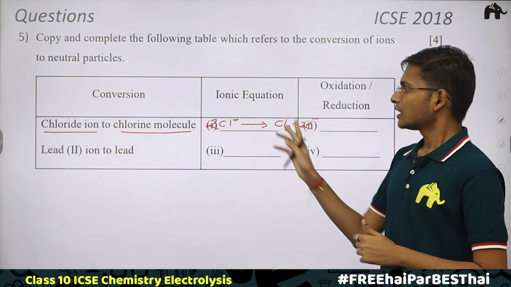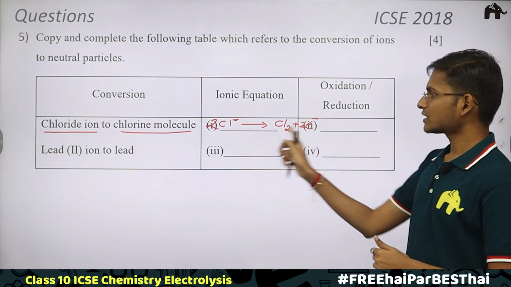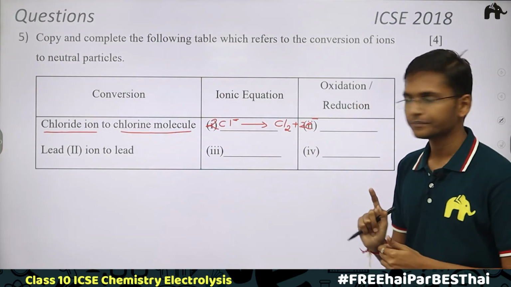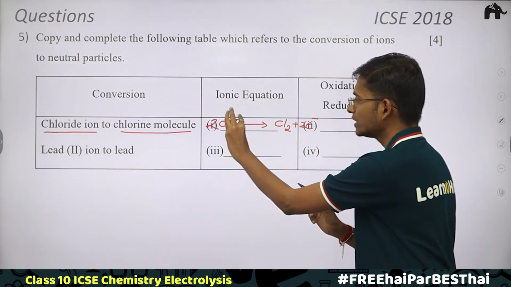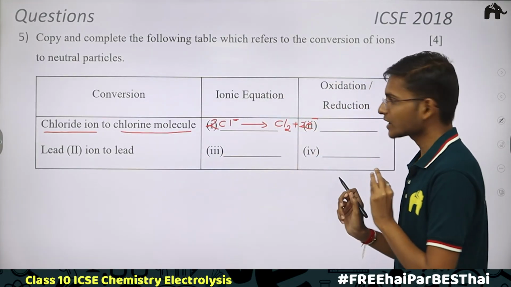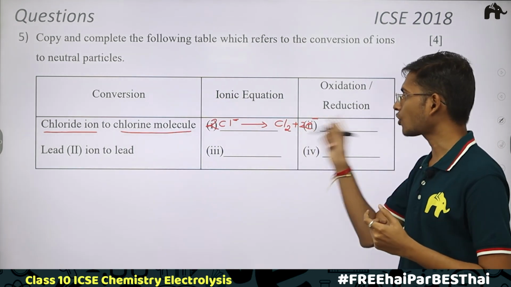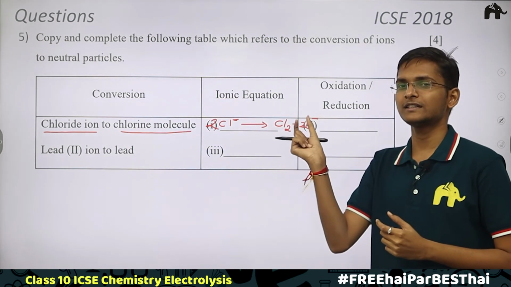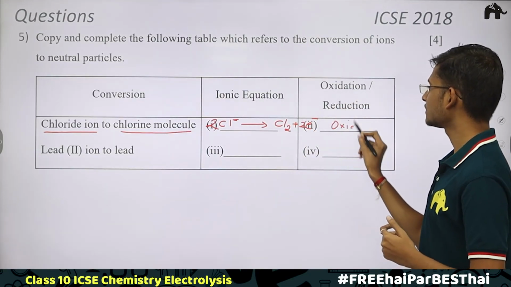Very simple. Now, what is this actually? They are asking us, is this process an oxidation or reduction? We have to see it carefully. The ions, what are they doing? They are losing the electrons. So in a process when an ion loses electrons, L-O-S-E-S, O means oxidation. So it is oxidation, simply.